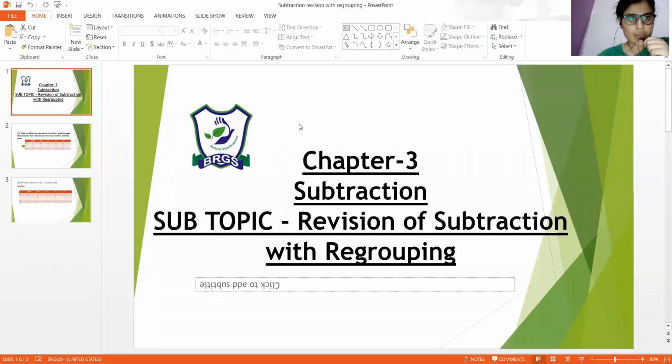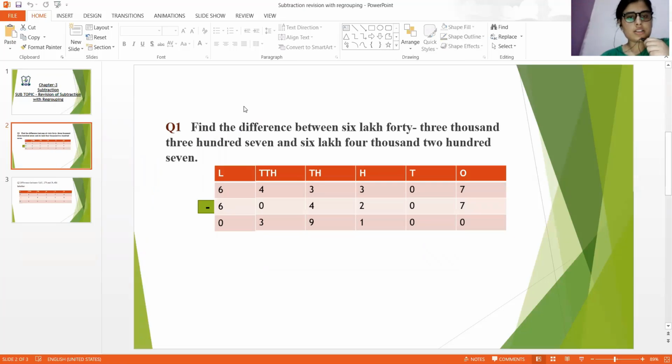Good morning, everyone. In this class, we will study Chapter 3 Subtraction, subtopic revision of subtraction with regrouping. So, in this class, we will do revision of subtraction with regrouping. So, let's start with this question.